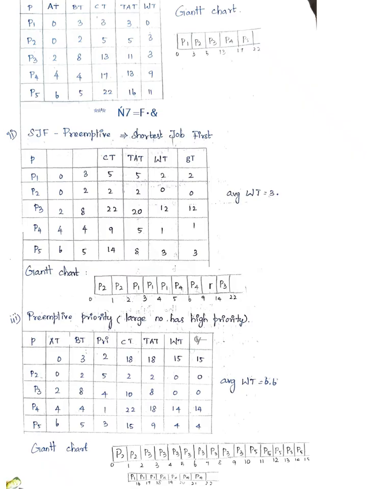Which has the highest priority? P3. So again, we have to run the process for P3 until the next process arrives. The next process will arrive at 4, so until 4 we will have to run it.